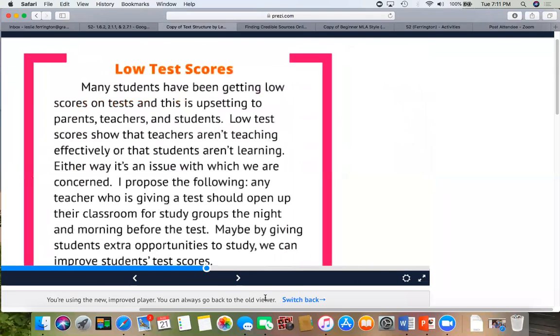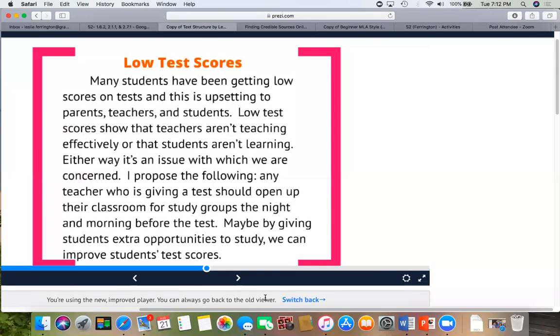Because they're on fire. So the next one, low test scores. Many students have been getting low test scores on tests, and this is upsetting to parents, teachers, and students. Low test scores show that teachers aren't teaching effectively or that students aren't learning. Either way, it's an issue with which we are concerned. I propose the following. Any teacher who's giving a test should open up their classroom for study groups the night and morning before the test. Maybe by giving students extra opportunities to study, we can improve students' test scores.